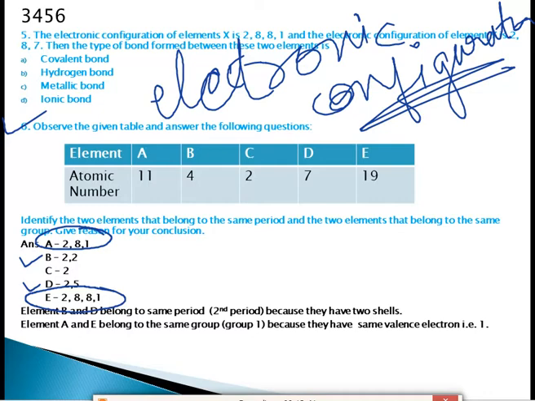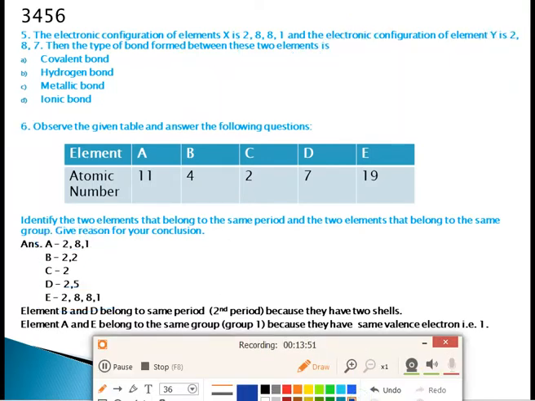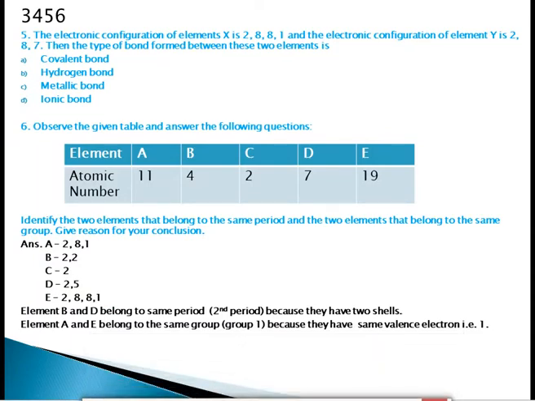Now we have to answer which elements will be present in the same group. So for the same group, what we have to see is that the number of valence electrons should be common. So let's see which elements are having the same number of valence electrons. Element number A and E have the same number of valence electrons. Valence electrons means the outermost shell electrons. They both contain 1 electron. So in which group are they present?